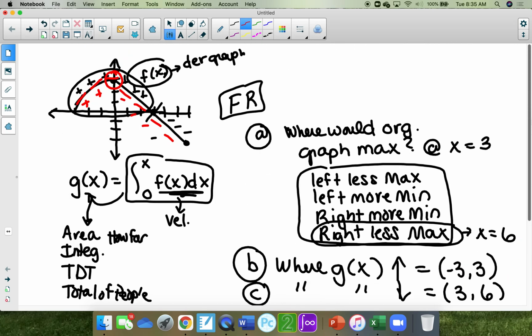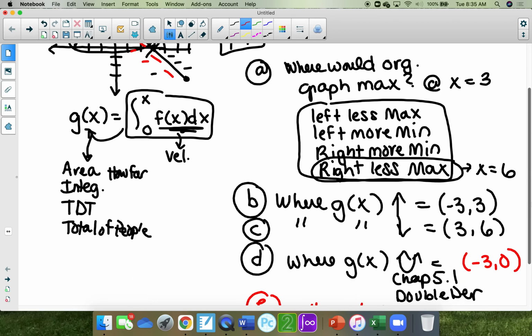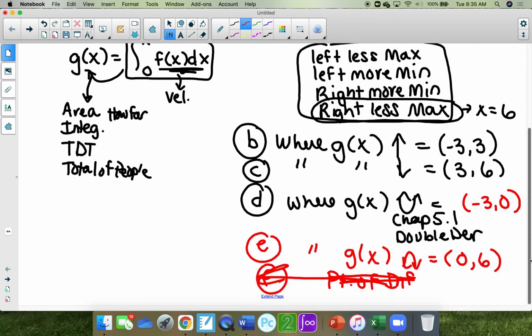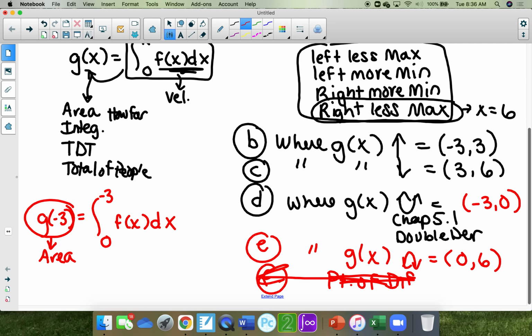Now they want you to integrate, and they want you to find g of -3. So what you're going to do is change the x up here to a -3, the integral of f of x dx. What that means is they want you to find the area from 0, and change the x to a -3. So they want you to find the area from 0 to -3.